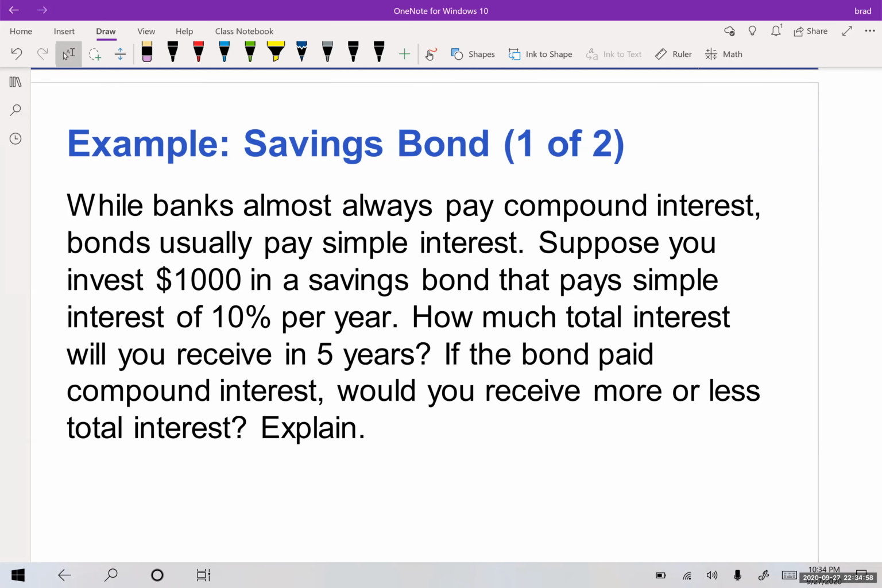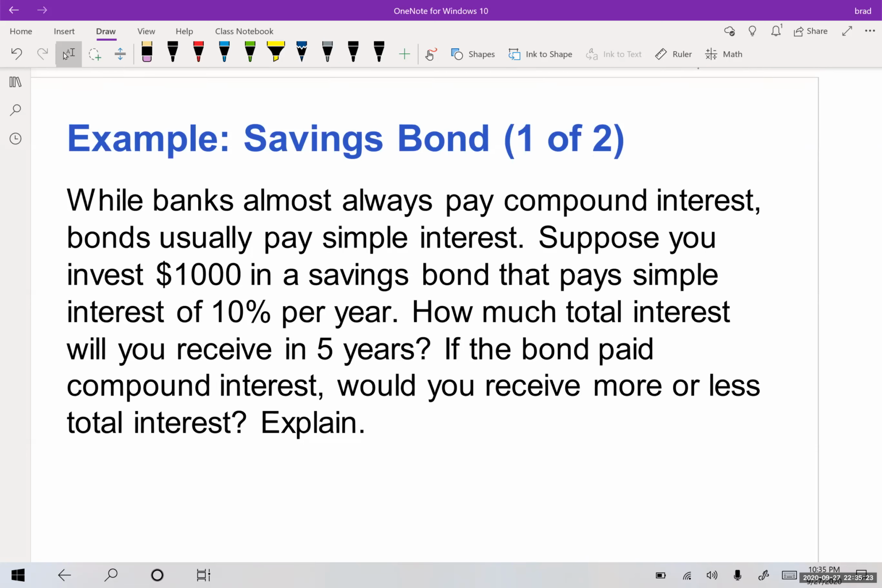It says, while banks almost always pay compound interest, bonds usually pay simple interest. Suppose you invest $1,000 in a savings bond that pays simple interest of 10% per year, which again is very unlikely you'd ever actually get. That's a really high rate. But just for an example, how much total interest will you receive in 5 years? If the bond paid compound interest, would you receive more or less in total interest?